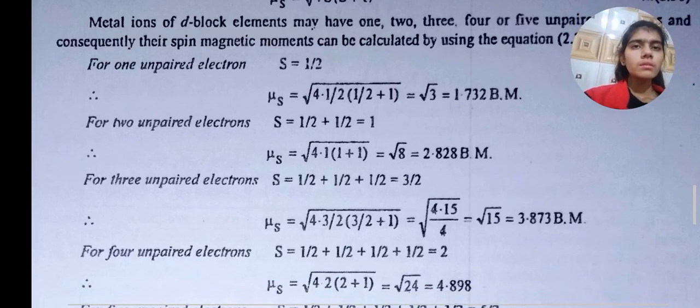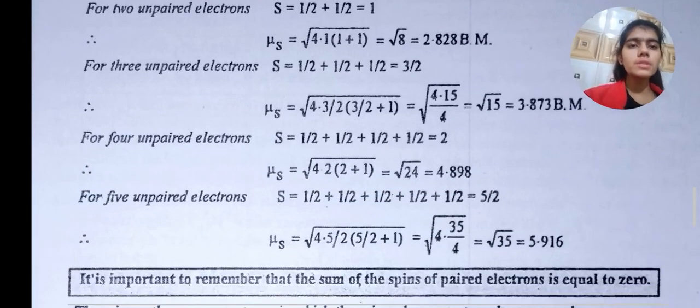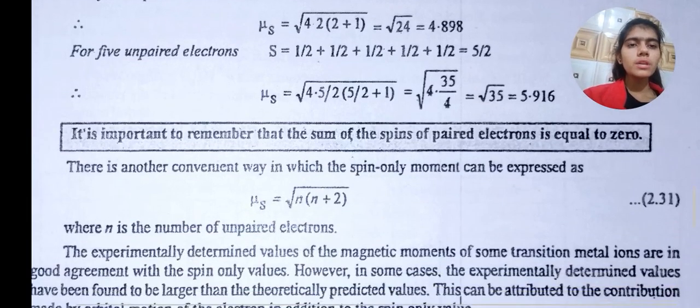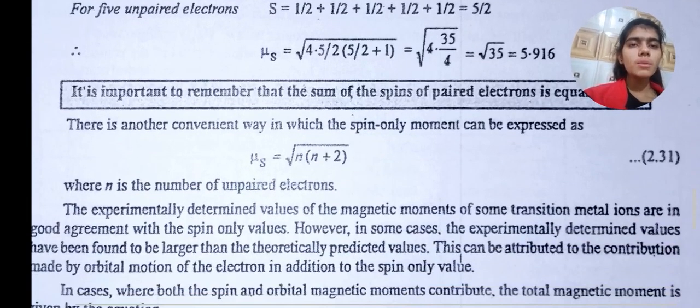Here we can calculate the magnetic moment for 1 unpaired electron, 2 unpaired electrons, 3, 4 and 5 respectively. It is important to remember that the sum of spins of the paired electrons is equal to 0. There is another convenient method by which the spin-only moment can be expressed as under root n into n plus 2, where n is the number of unpaired electrons.